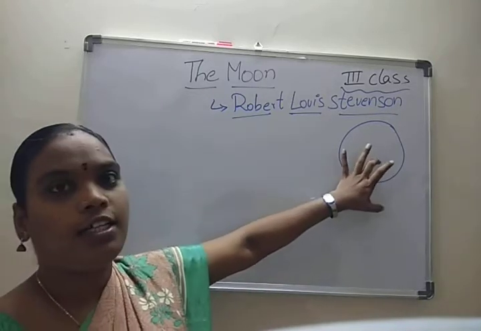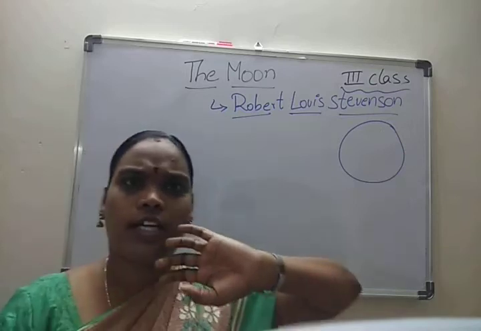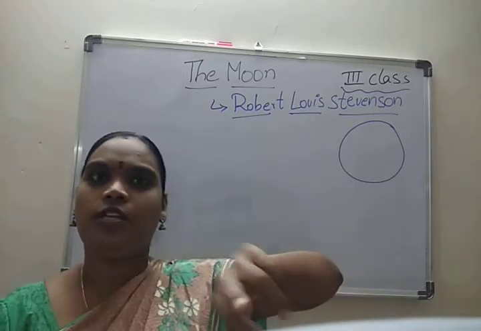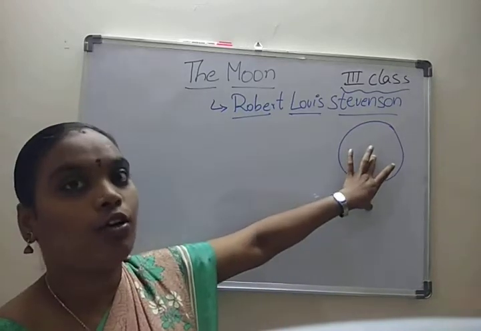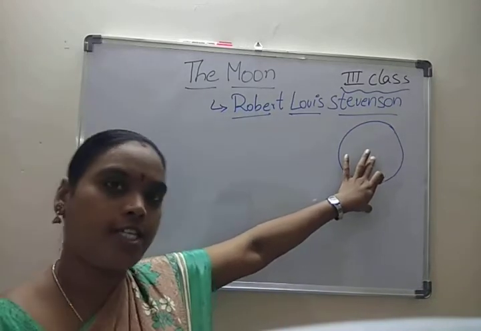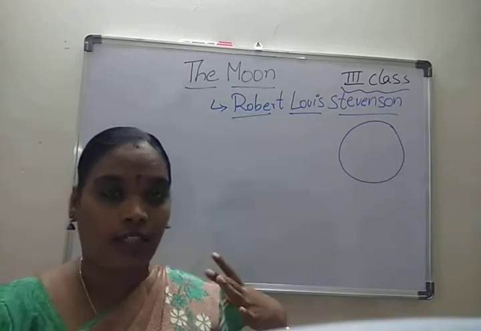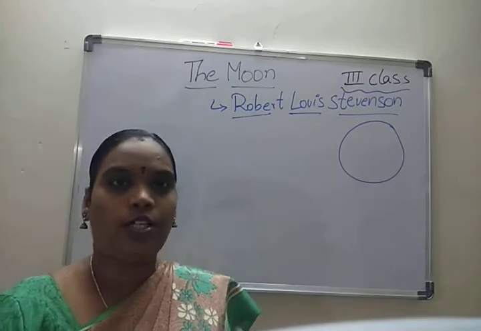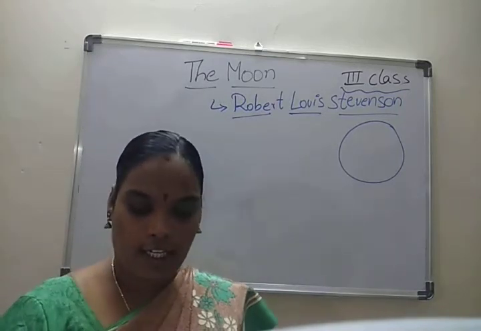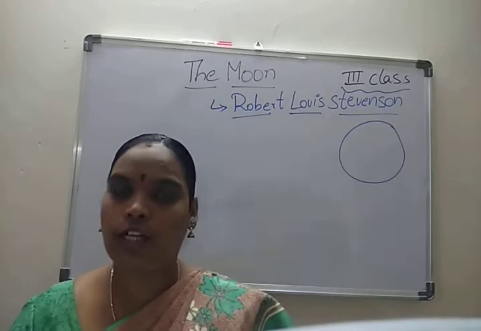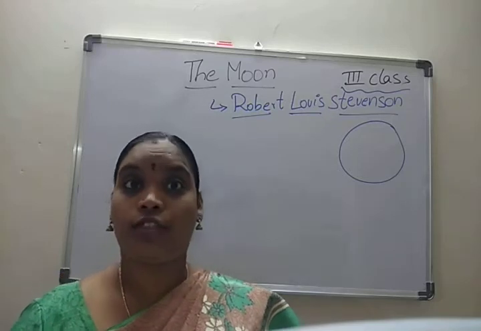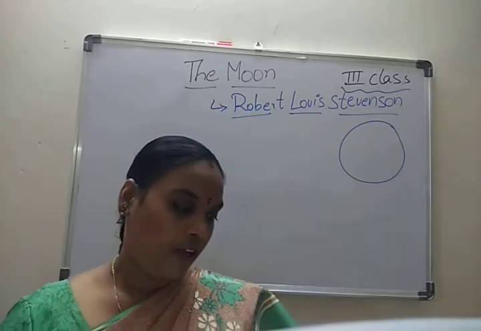Do you know what's the time now? Can you see the clock and say that? Yes, this clock is also round in shape, that is, a circle. Even our moon, the full moon. What's the shape of the full moon? Circle. Yes, children.